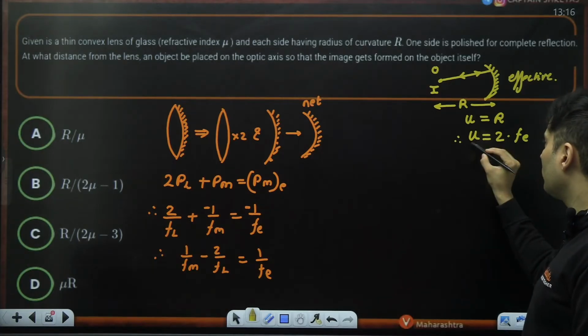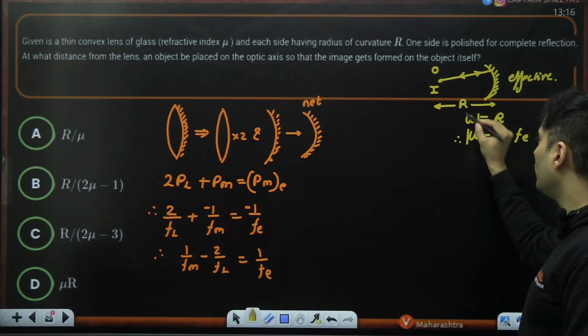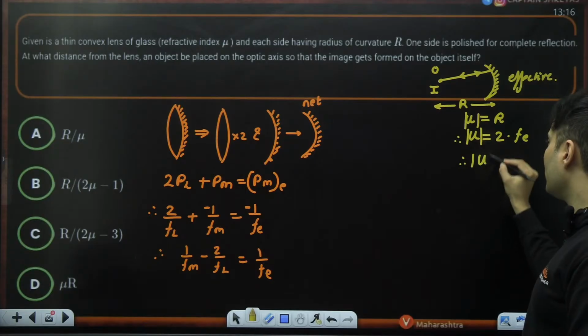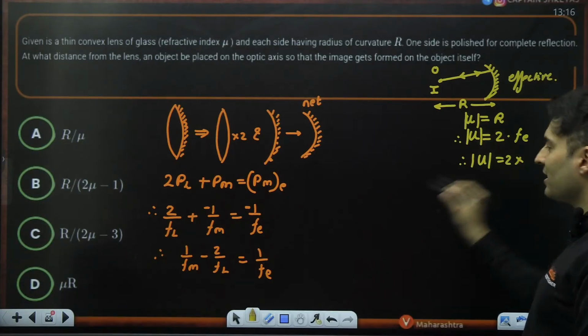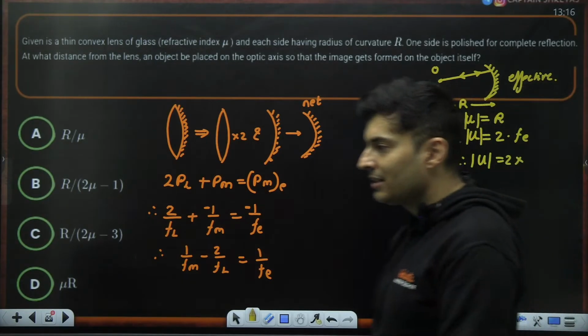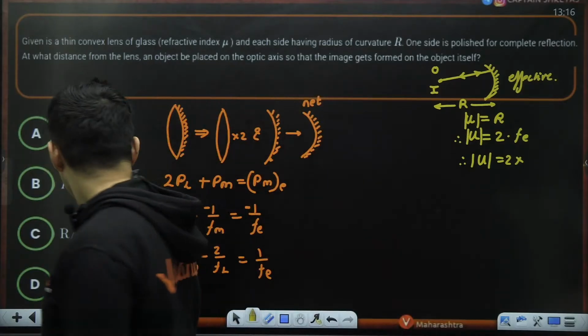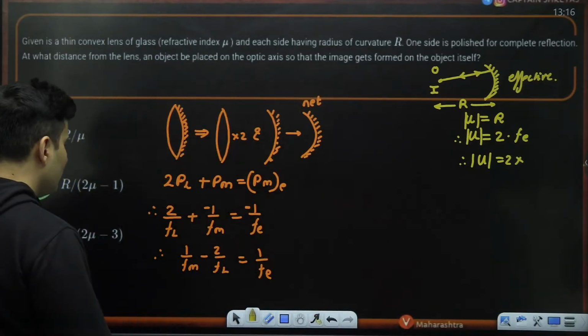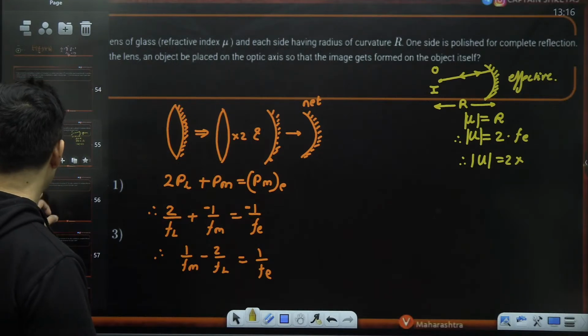2 times the focal length of the effective mirror, magnitude wise. So you just have to put whatever is the effective power from here. That is what the solution should be. So what is that effective power? To solve that, let's go on to the next slide maybe.